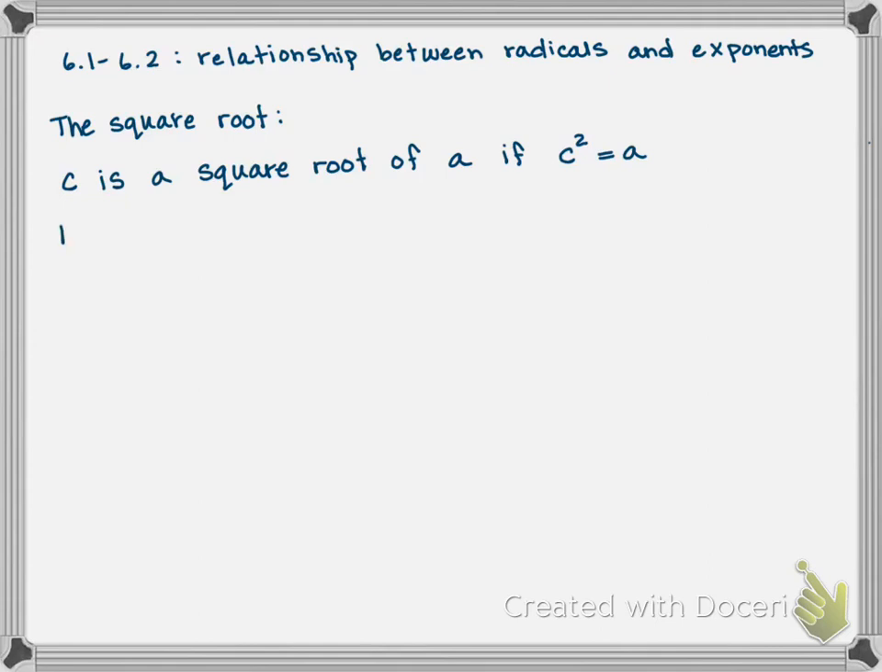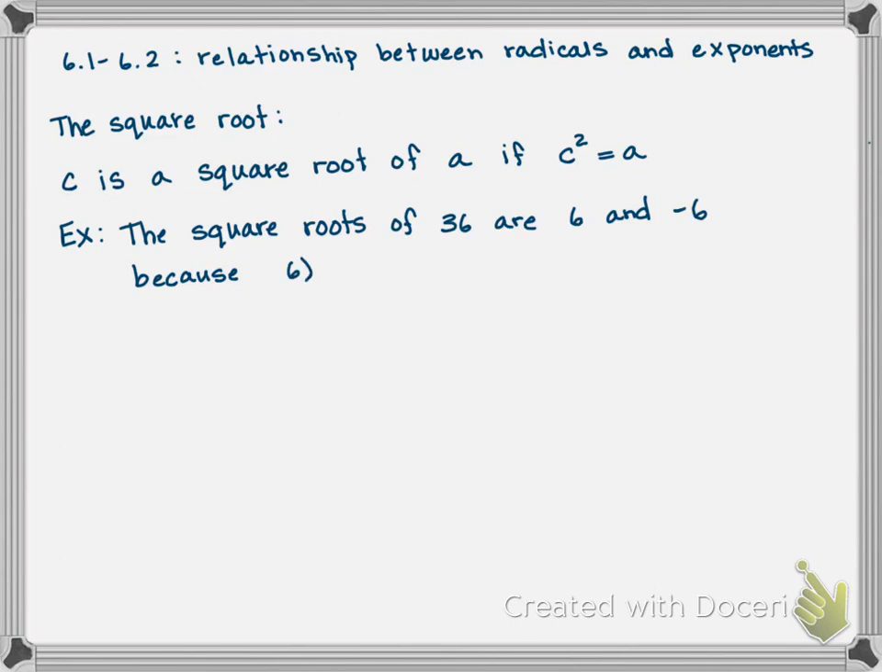So for example, the square roots of 36 are what? So 6, yes. And what else can you square to get positive 36? Negative 6, good. Because if we take 6 to the second power, we get positive 36. And if we take negative 6 to the second power, we also get positive 36.